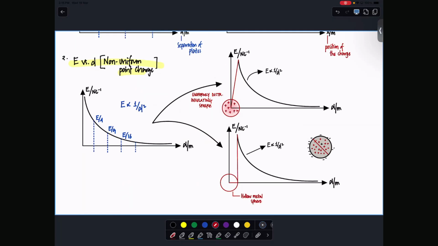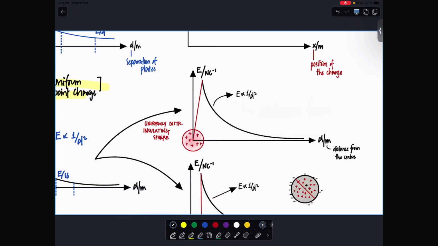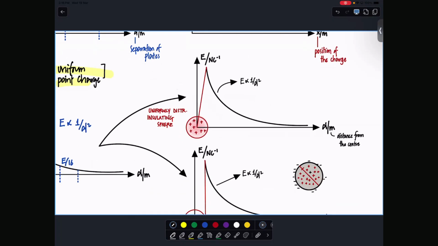Distance. Distance from the center. When we take a point charge, the center is the place where all the charge is. So we start the graph from the center, like that.